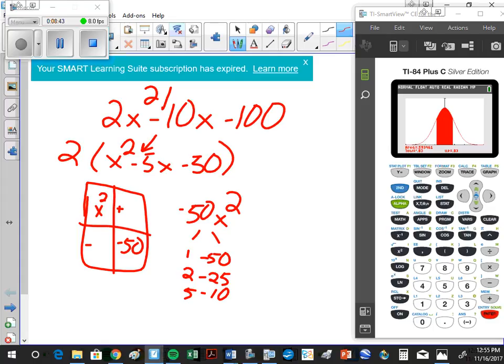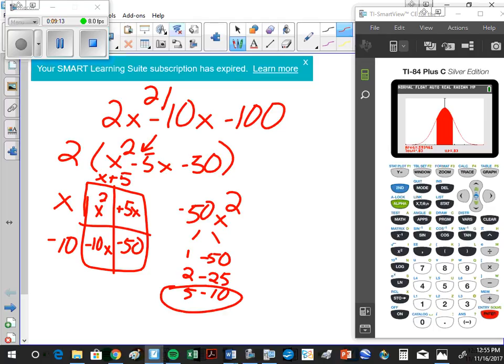Will one of those sets give me a negative 5? Yes. 5 and negative 10. Don't forget, it's 5x and negative 10x. What does the top row share? X. If I pull out an x, I'm left with x plus 5. And if I pull out an x, I'm left with x minus 10.